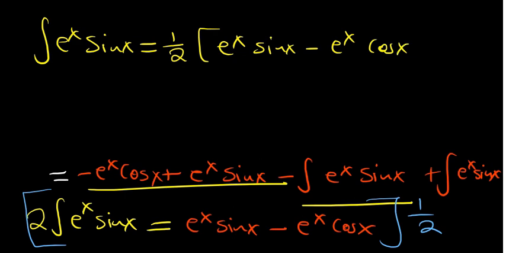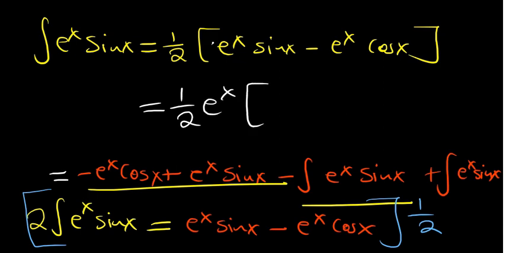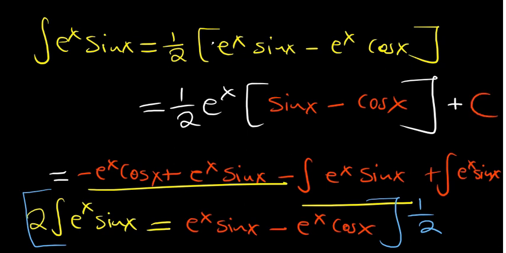Okay, so we can still go a further step by factorizing e to the power x, which is also common, so that we remain with sine of x minus cosine of x. So this is basically how you integrate this. Of course, not forgetting we have to add plus c every time we integrate.